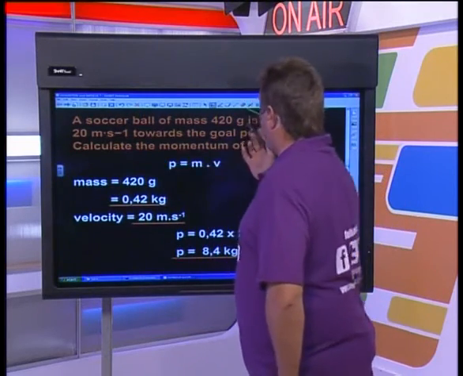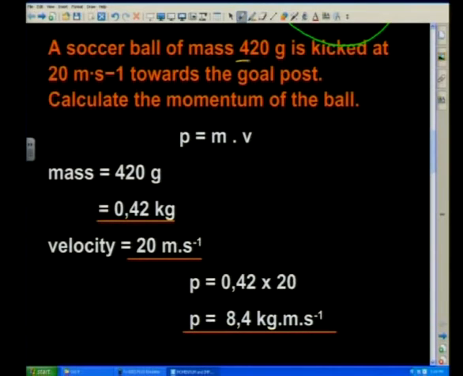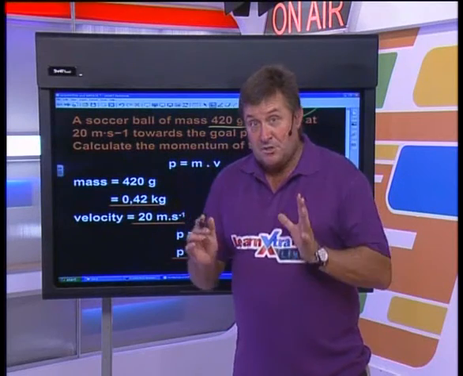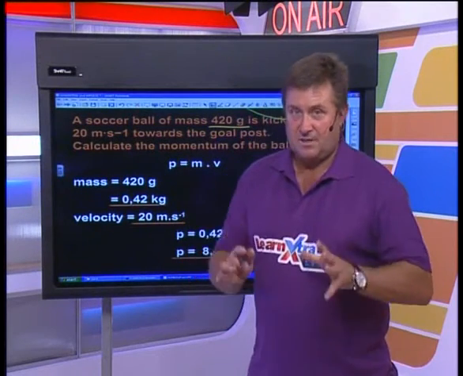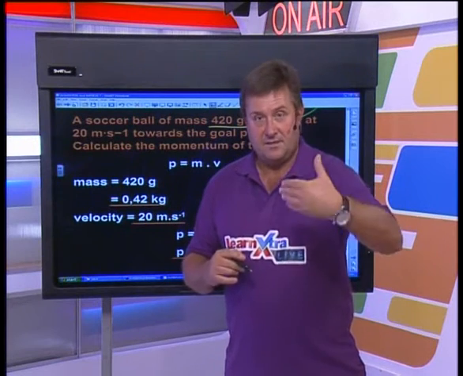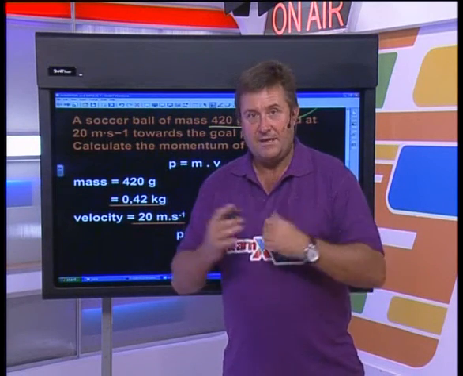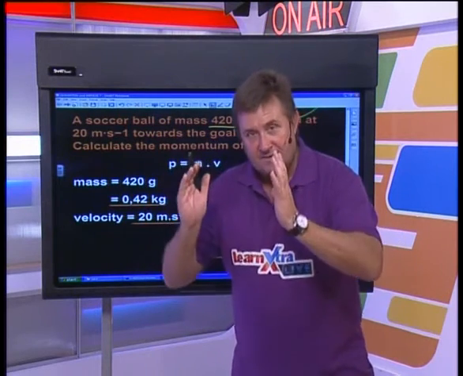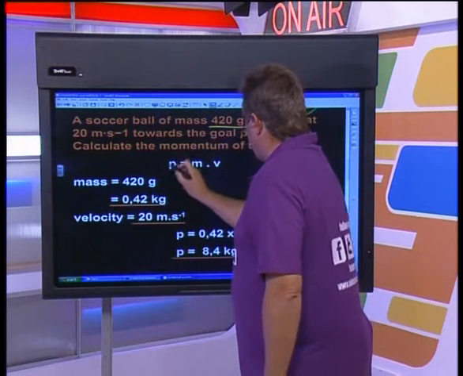I've got here a soccer ball of mass 420 grams that is kicked at 20 meters per second towards the goalpost. Calculate the momentum of the ball. Now, guys, we have to assume that if that ball is being kicked with a velocity of 20 meters per second, that's the velocity at that particular time, therefore that's the momentum at that particular moment in time.